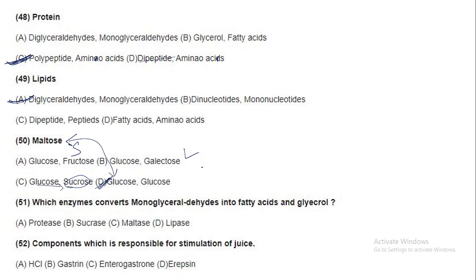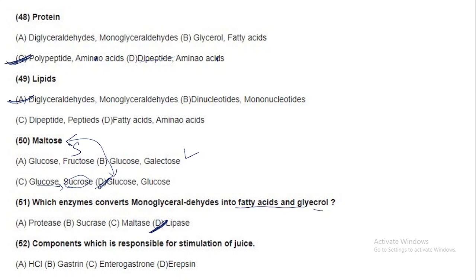Which enzyme converts monoglyceraldehydes into fatty acids and glycerol? Okay, so finally it is the lipase which gives fatty acids and glycerol.